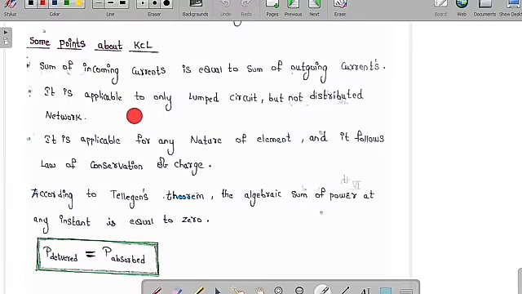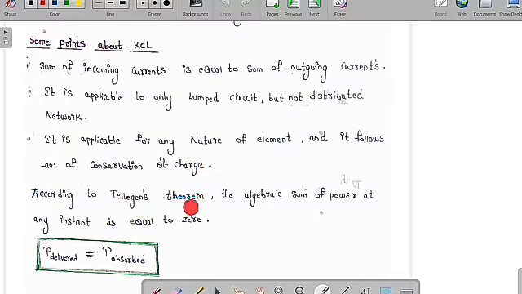Lumped circuits means you can represent them mathematically by a given figure, and we call that a lumped circuit, but not a distributed network. So KCL and KVL are applicable only for lumped circuits, not for distributed networks. It is applicable for any nature of element and it follows the law of conservation of charge. For a lumped circuit you can apply KCL anywhere, and it is based on the law of conservation of charge.